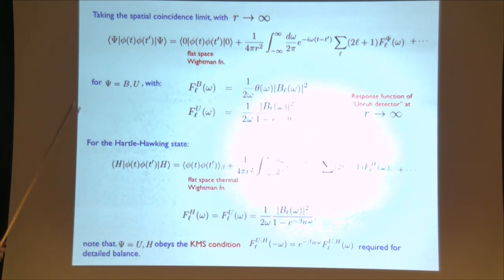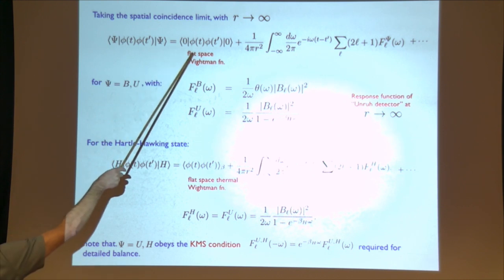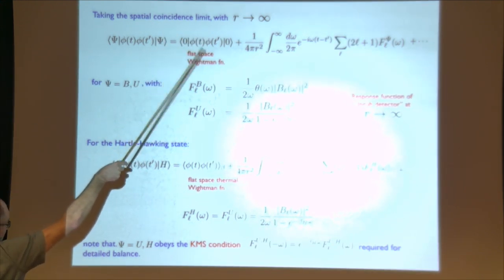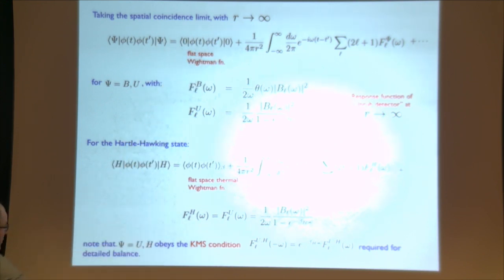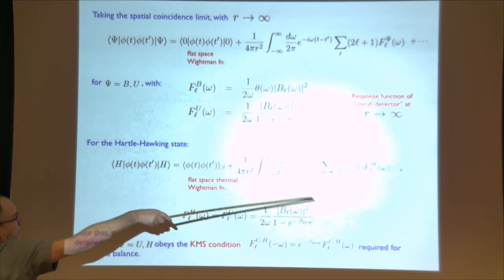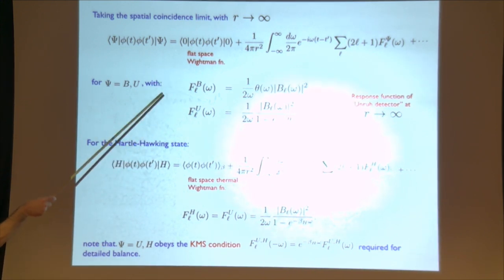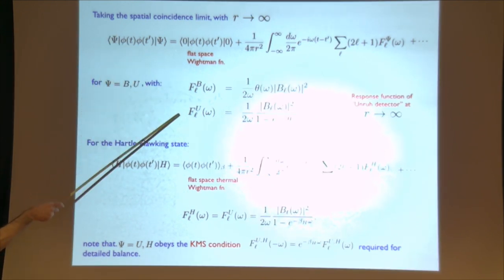But then the two-point function in the full theory in the background of the black hole starts out as some sort of flat space thing. So either the vacuum two-point function in flat space in the Boulware or Unruh case, or in the Hartle-Hawking case, the thermal two-point function in flat space. And then the 1 over r squared term is the effects of curvature. And then the different functions have a different form depending on which state you're in.